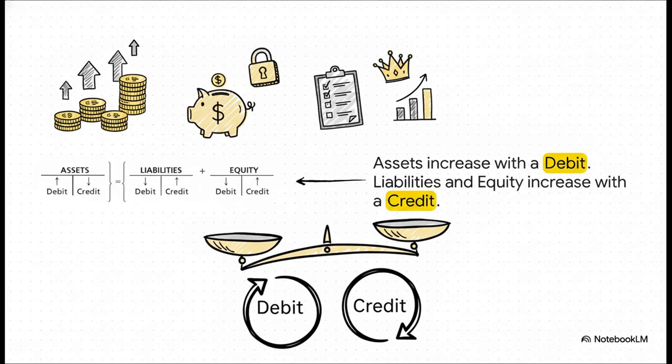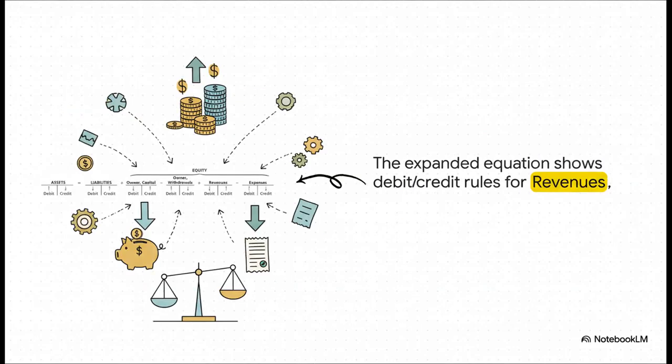Now, check out how this works. For any asset account, like cash, a debit, a left side entry, makes it go up. But for liabilities and equity, it's the total opposite. A credit, a right side entry, makes them go up. This fundamental push and pull is the engine that keeps that whole equation in perfect sync. And this gets even cooler when we zoom in on equity. See, it's not just one big bucket. It includes the owner's investment, sure, but it also includes the money the business earns, its revenues, which makes equity grow. And it includes the cost of doing business, its expenses, which make equity shrink.